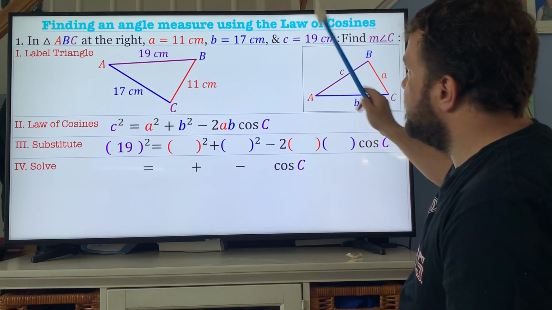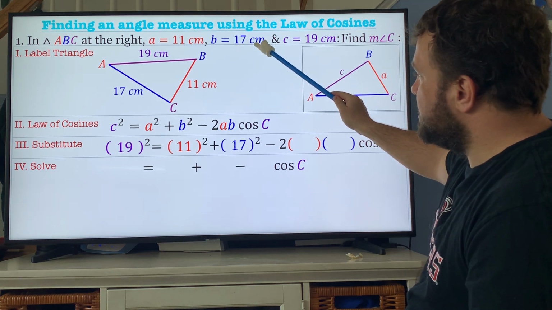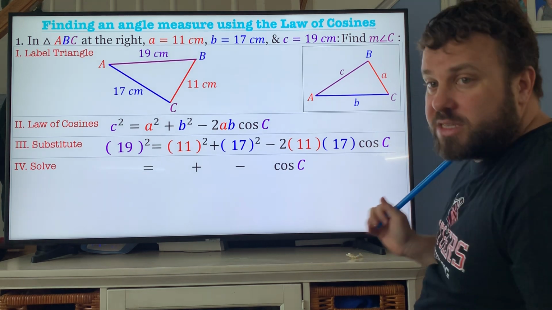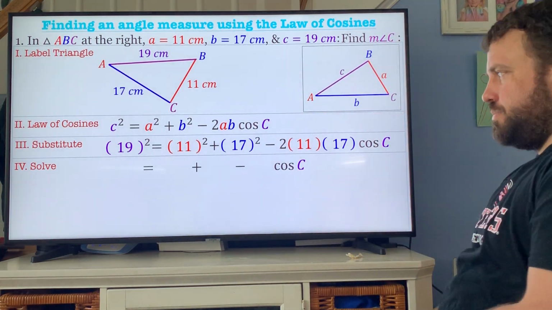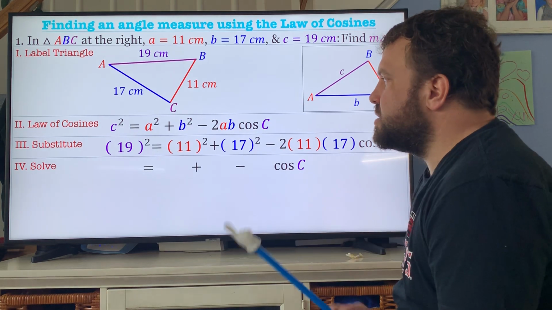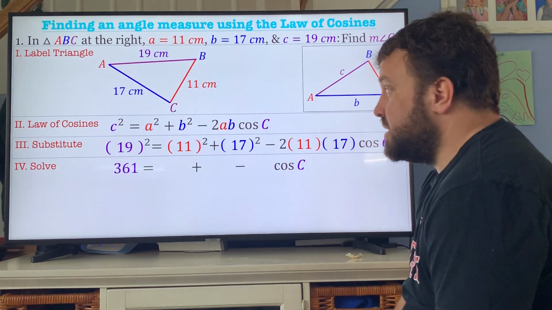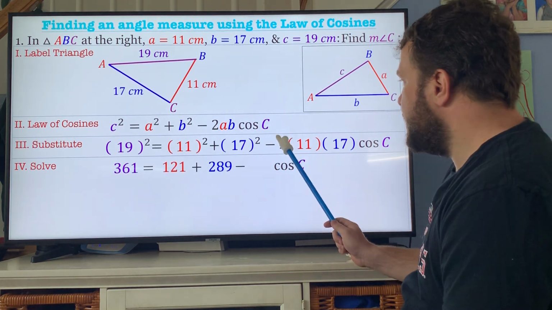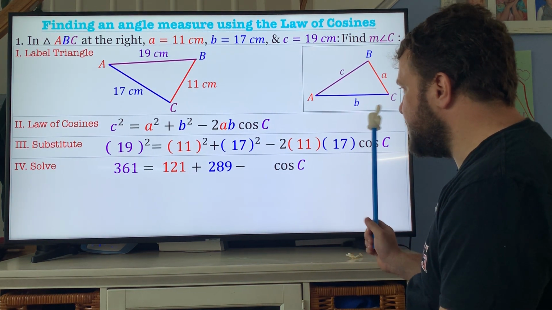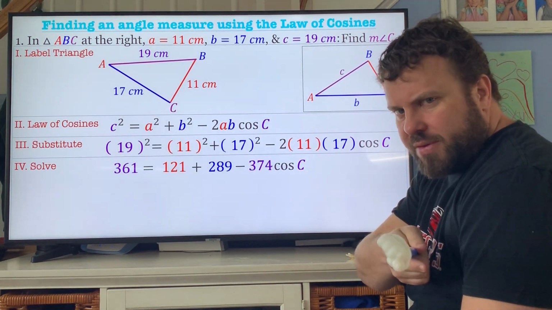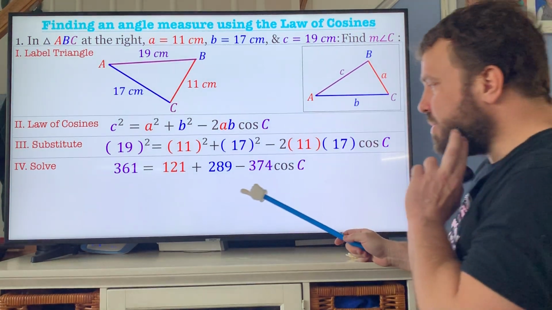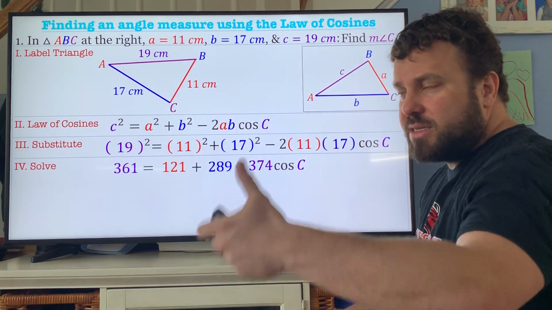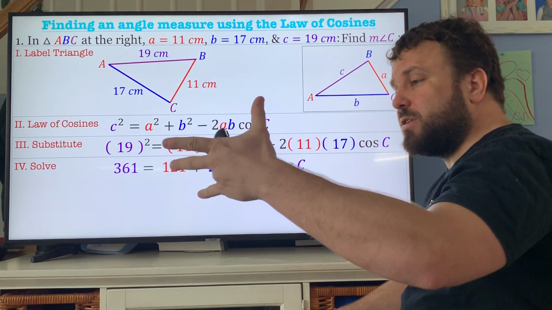19, 11, 17, 2ab, 11, 17, and we don't know what C is, so we just leave it as a big C. Now, calculator work. 19 squared, 361. 11 squared, 121. 17 squared, 289. Minus 2 times 11 times 17 is, let me think in my head, 374 cosine C. All right, now it just becomes algebra, and you got to be very careful. So you use PEMDAS, parentheses, exponents, multiplication, division, addition, subtraction.